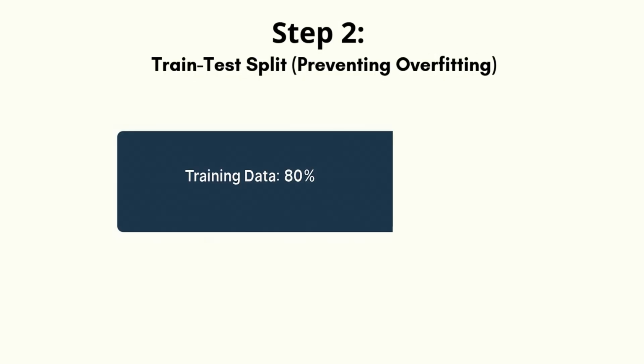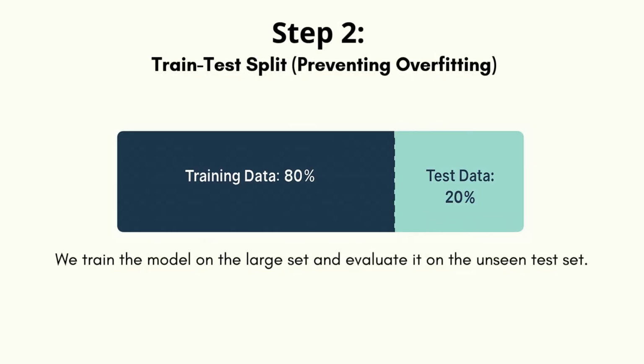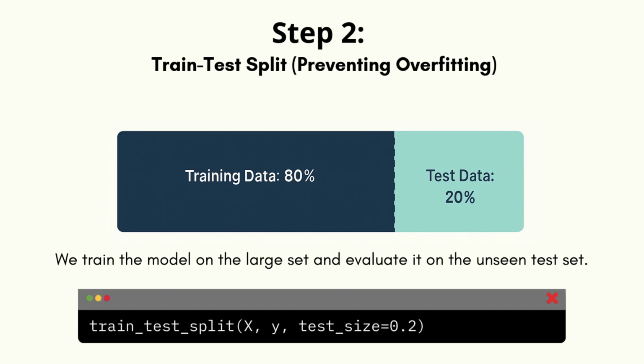Step 2, don't memorize the answer key. We split data into training and testing sets to prevent overfitting. We train on 80% and test on the unseen 20%.